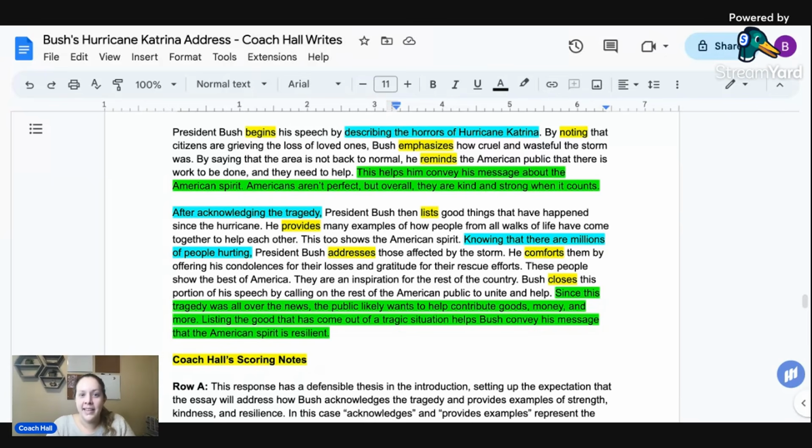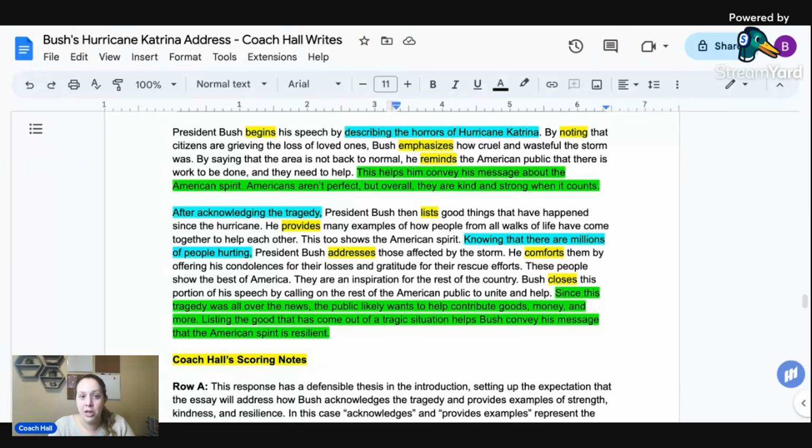So it says, by saying that the area is not back to normal, so we have a bit of a paraphrase there. He reminds the American public that there is work to be done and they need to help. Okay, that's all very true. So we have what he does in a paraphrase, and we have a little bit of why he does it, reminding them that there's work to be done and they need to help. That's maybe a little bit of commentary, but we see a stronger attempt at commentary in the next sentence. This helps him convey his message about the American spirit. Okay, good. So we're connecting back to the prompt here with message.